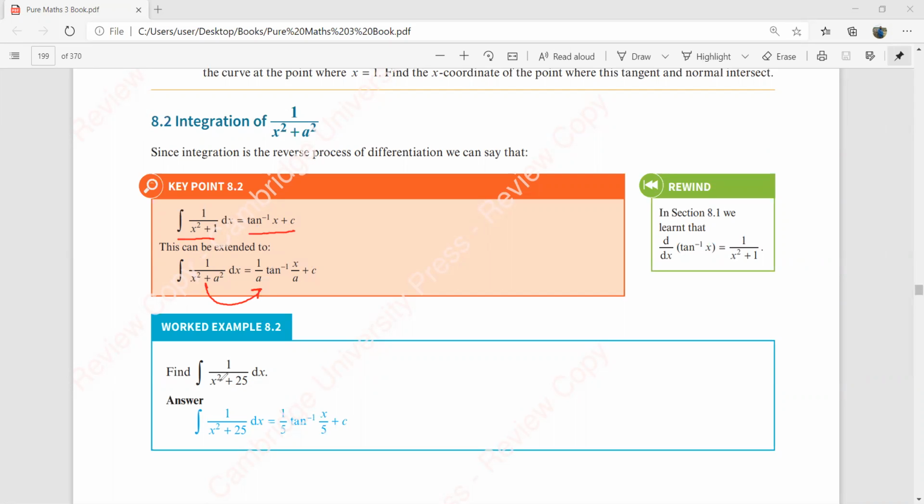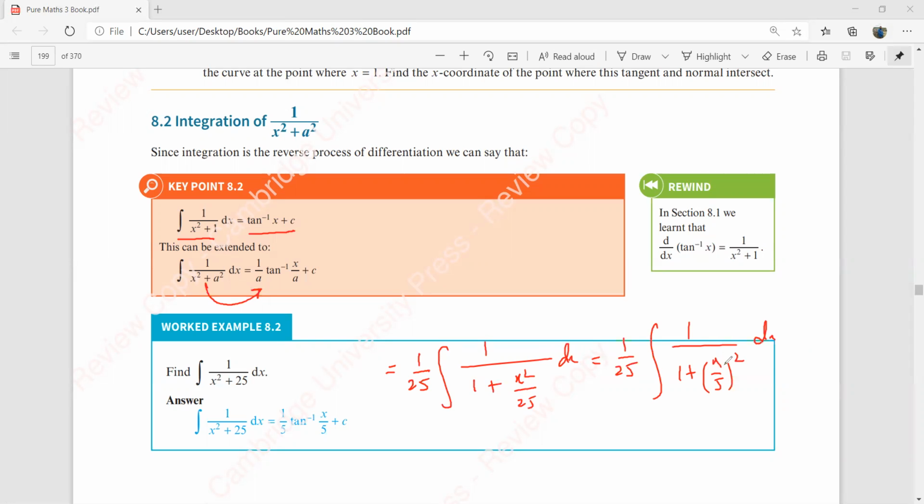Look at this. This is 1 over x squared plus 25. This is directly written as 1 over 5 tan inverse of x over 5. If you don't remember this, see how you will do this. You will write it like this. You will take 25 common from the denominator. This will become 1 plus x square over 25. Next, you write it like this. This is going to be 1 over 1 plus x over 5 square.